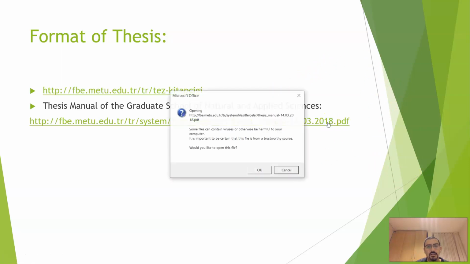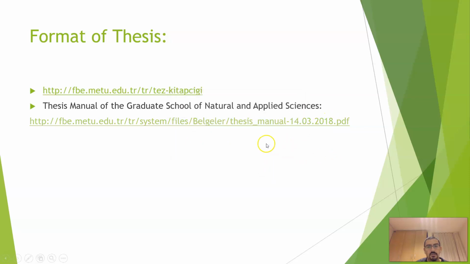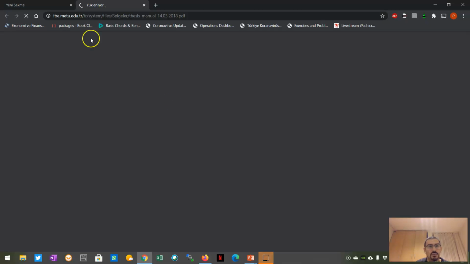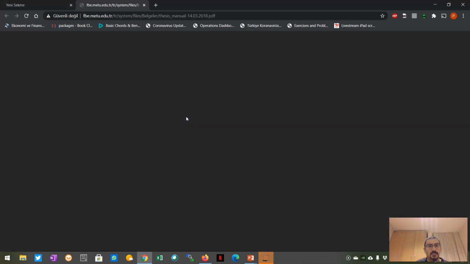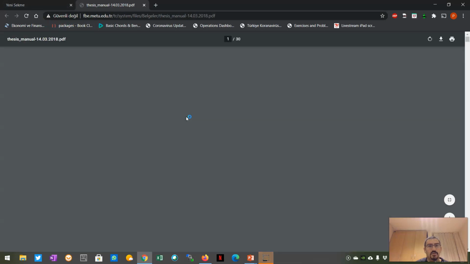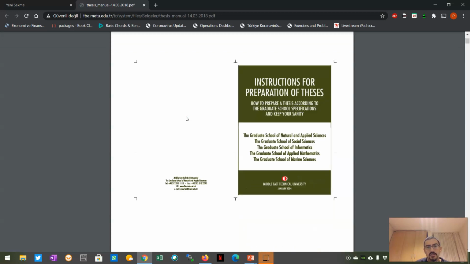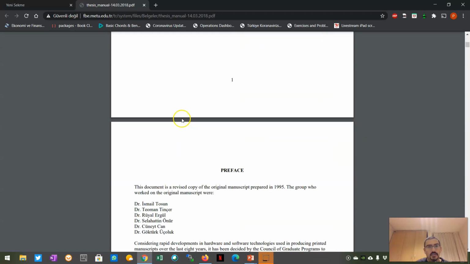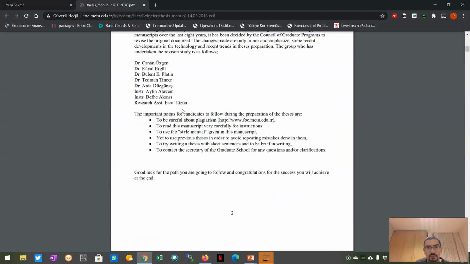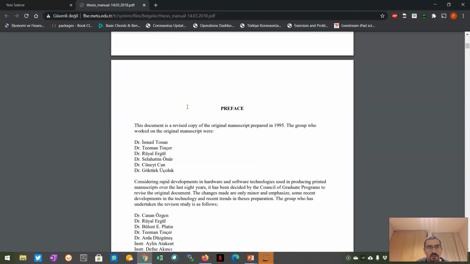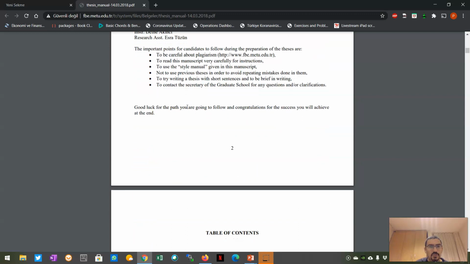Maybe I don't know whether these links work, but let's try this one, to show you how a thesis manual looks. So this is from 2018, but maybe it's updated. Please check. So it says instructions for preparation of thesis. So it's a file, which is okay.